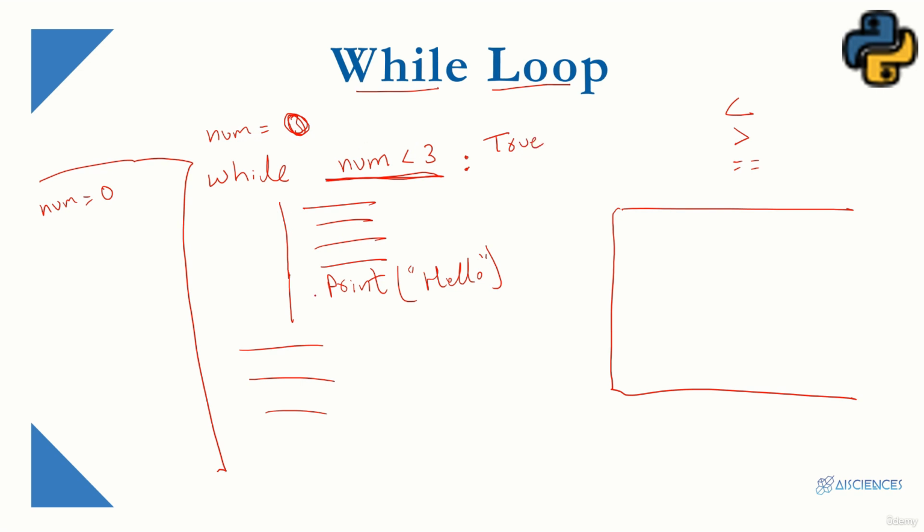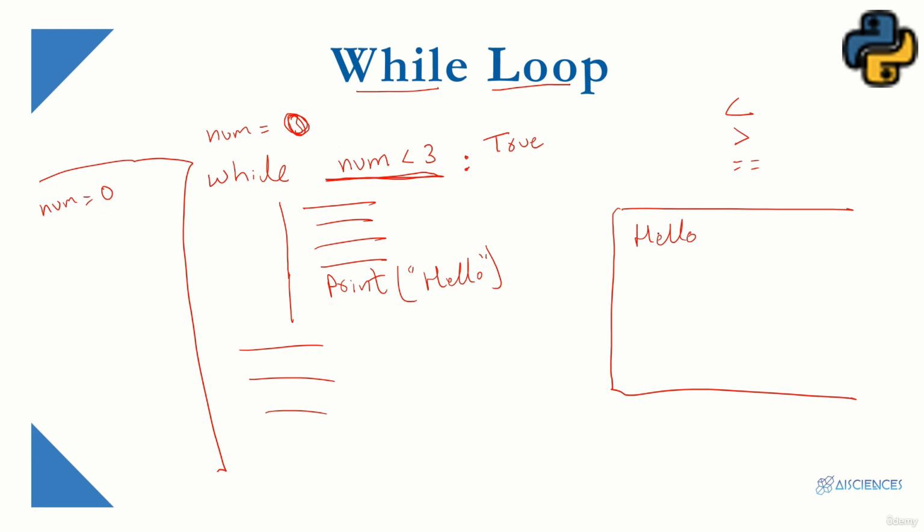For now, it is true, so the body will be executed. When the body is executed, we have a few lines of code and then we have hello world. So the output is going to be hello, right? Cool. Then once the whole body is executed, the control will go back to the while loop and it will again check if this condition is still true. So what is the value of number? Number is still 0, no change. So 0 is less than 3. Yes, 0 is less than 3.